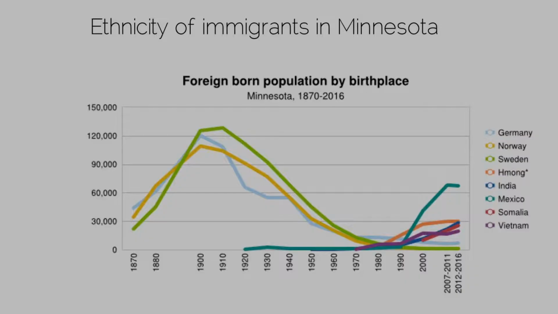And among the different ethnicities, you see that in the early 1900s, the largest ethnic group to come to Minnesota were actually the Swedish immigrants. If you go back a little bit further, it was the German immigrants. And then the Norwegian immigrants also had high numbers in the early 1900s. More recently, we've had lower numbers of immigrants to Minnesota. However, people from Mexico make up the highest number of immigrants to Minnesota from 2007 to 2016.